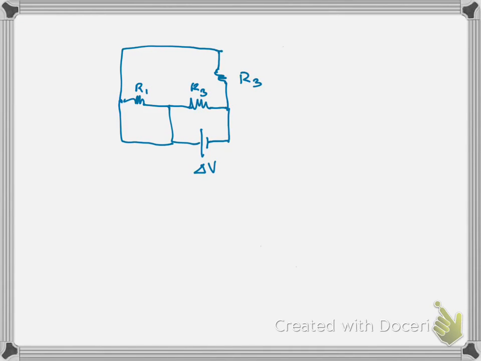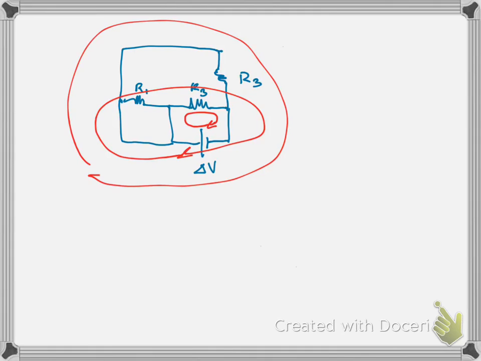How would we analyze this circuit? Well, we would still analyze this circuit with V equals IR and Kirchhoff's rules. So, for example, we could apply Kirchhoff's rule in that loop. We could apply Kirchhoff's rule in that loop. This was a completely random circuit. And we could apply Kirchhoff's rule in that loop.